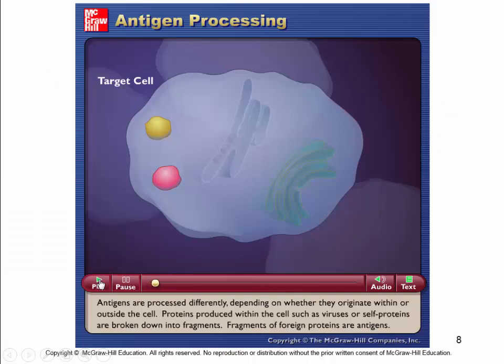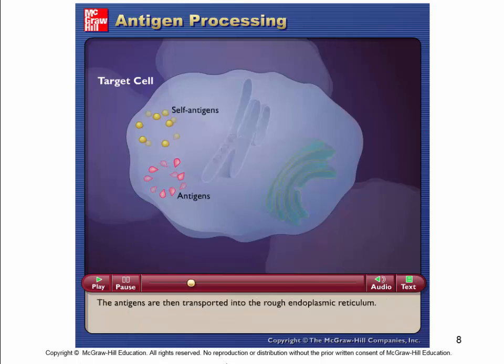Antigens are processed differently, depending on whether they originate within or outside the cell. Proteins produced within the cell, such as viruses or self-proteins, are broken down into fragments. Fragments of foreign proteins are antigens. The antigens are then transported into the rough endoplasmic reticulum.